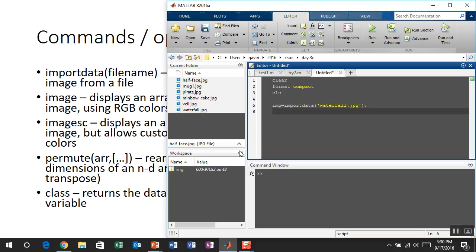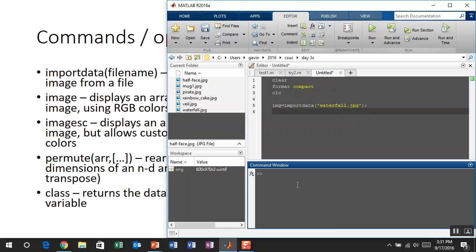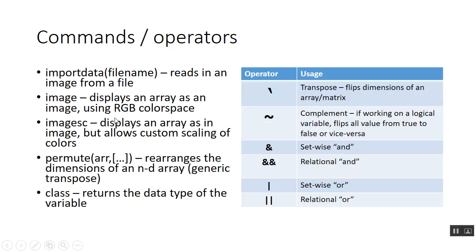I want you to notice it created in the workspace a variable with the name img. It's a three-dimensional array. So it has 600 rows, 970 columns, and 3 color components. And the type is, like we've talked about, unsigned integer with 8 bits of precision. So each element of this is of that type. So because there are 3 color elements of that type, this is talking about a 24-bit color image.